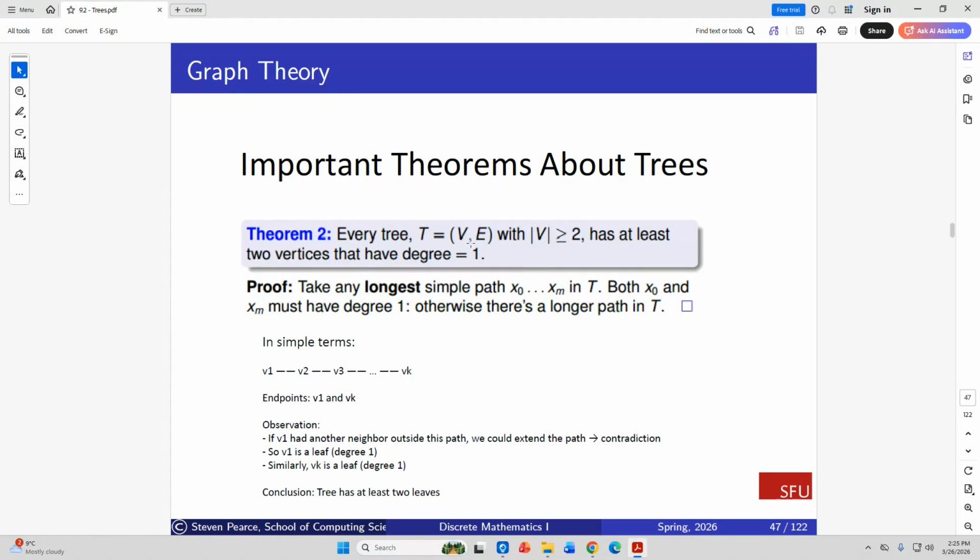Every tree with vertex set V, size greater than or equal to 2, has at least two vertices that have degree 1. All right. Clearly, starting at the top, if you've got a rooted tree, that branches off into two, but every tree that has more than one vertex has at least two vertices that have degree 1. Again, these vertices here have degree 1. All right. Make sense? It just has to be the case.